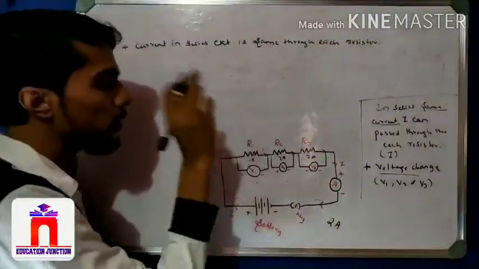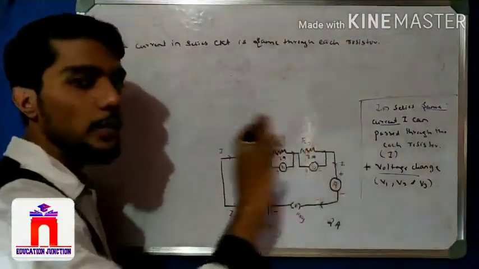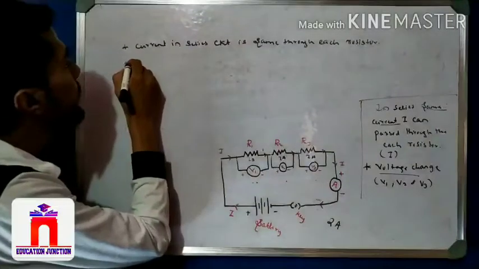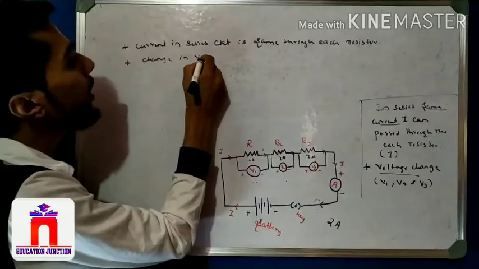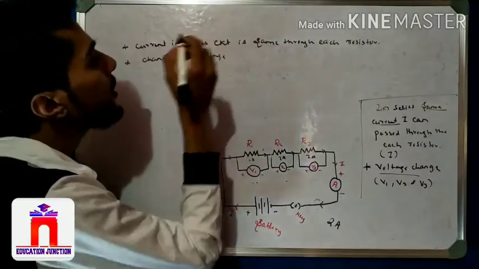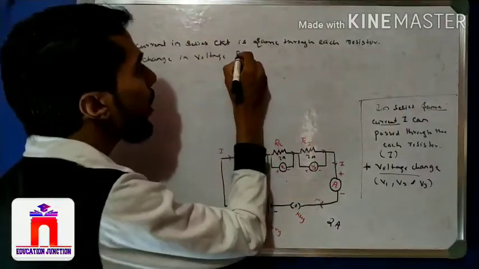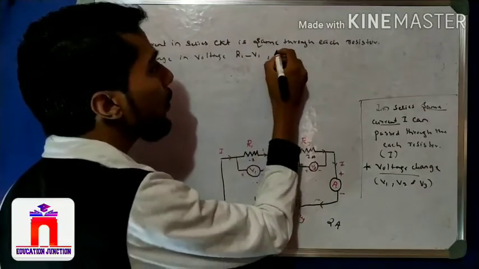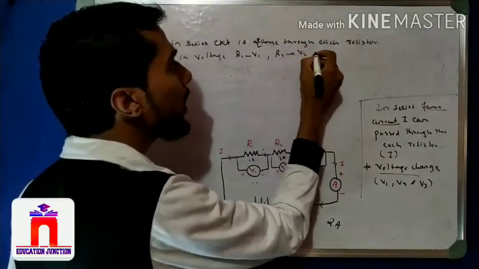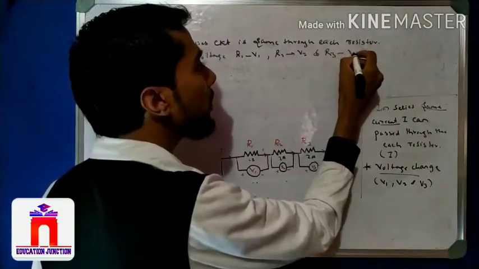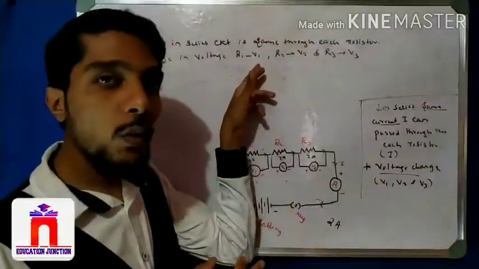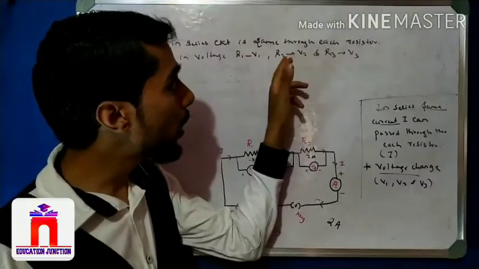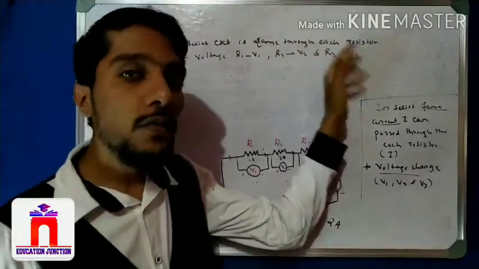For R1, R2 and R3, the current is the same, but the voltage changes. For example, for R1 it is V1, for R2 it is V2, and for R3 it is V3. As we know, R1 has voltage V1, R2 has voltage V2, and R3 has voltage V3.